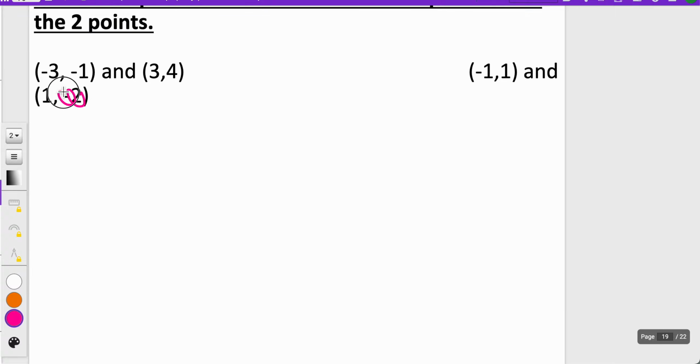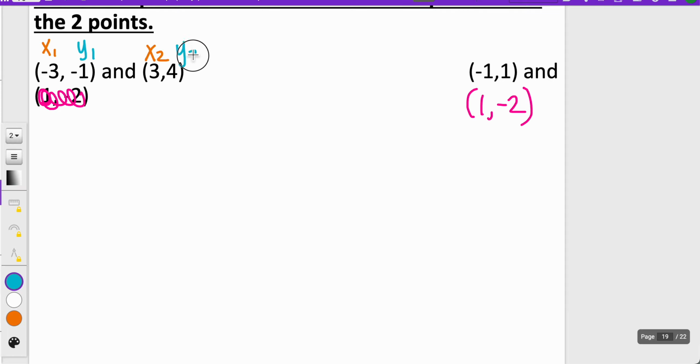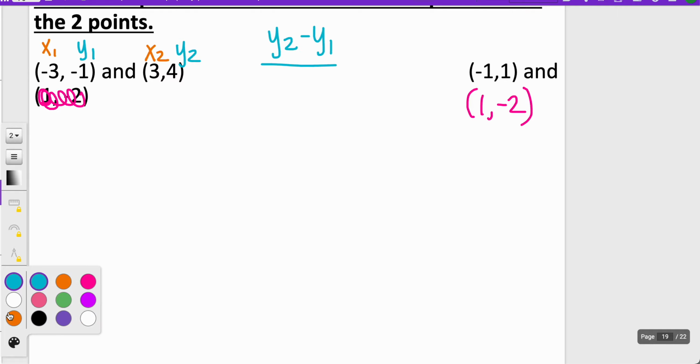So I got some formatting issues here. I'm going to push this (1, -2) over, and then let's start with here. So again, if I'm sticking with that same method, I'm going to say this is x1, y1, and then this one will be x2, y2, okay? So I'm going to use my y2 minus y1 over x2 minus x1 to figure out my answer, okay?